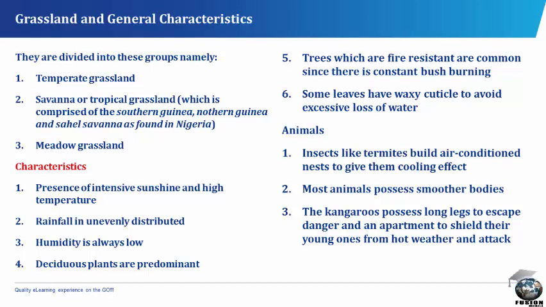The characteristics of animals in grassland are: insects like termites build air-conditioned nests to give them a cooling effect. Most animals possess smoother bodies, and the kangaroos possess long legs to escape danger and a pouch to shield their young ones from hot weather and attack.